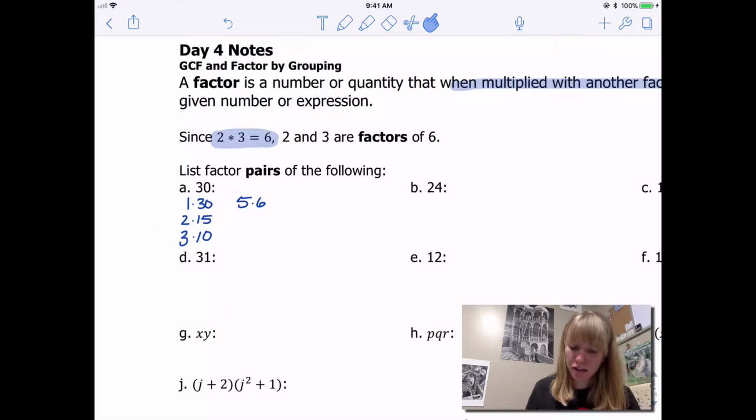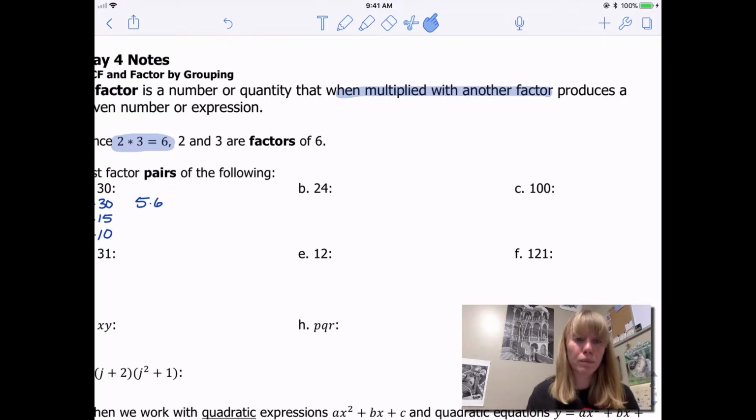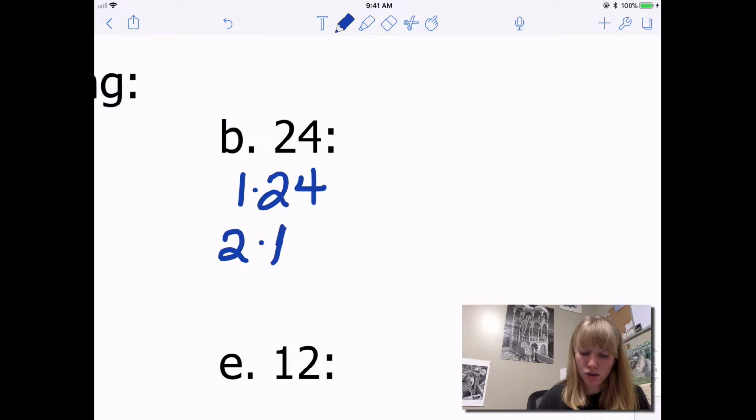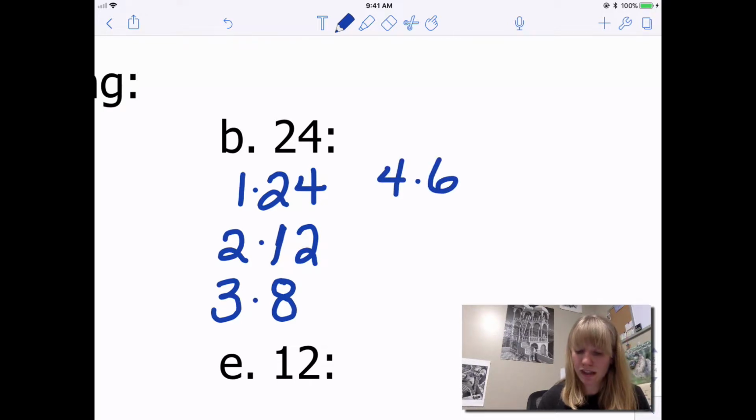I'll do maybe one more of these, and then I'll have you try C through F. Okay, 24. Looking for numbers again that multiply to 24. So I've got 1 and 24, 2 and 12, 3 times 8, 4 times 6. 5 doesn't go into 24 evenly, 6 I already have, so if I go to 7, that's not going to divide in evenly, but 8 does.